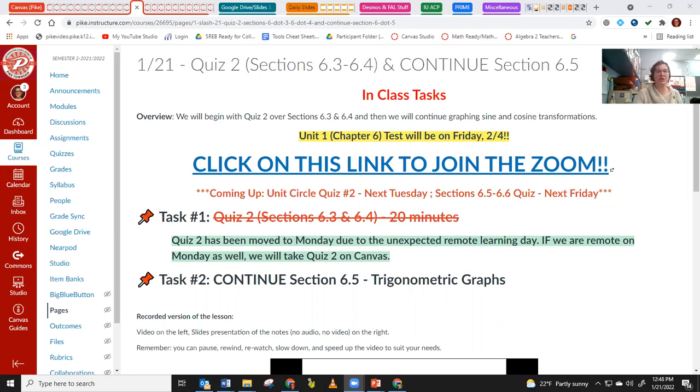So today we're going to continue with graphing. We were in the middle of a graph for a sine function when we had to leave yesterday. So we're going to finish that up, and then we're also going to learn how to graph cosine today. Monday, we'll continue to do some more examples after we take your quiz.